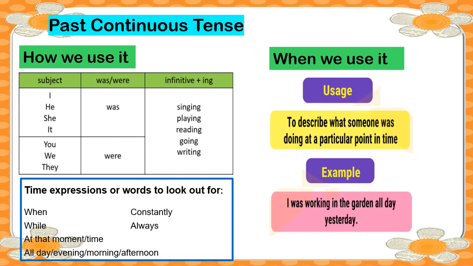So when do we use this tense? So we use it to describe what somebody was doing at that moment at a particular point in time. So yesterday morning, Dad was brushing his teeth. Yesterday afternoon, or all afternoon, Mom was cooking soup. So there you hear it. It was a particular point in time when that happened.